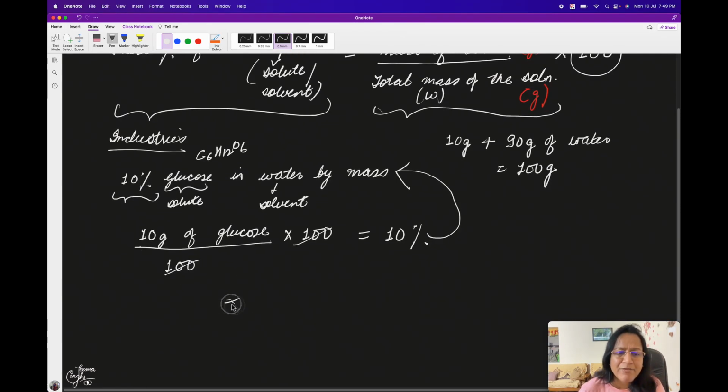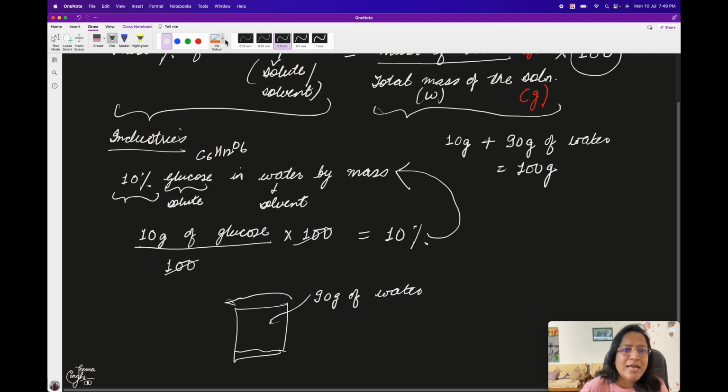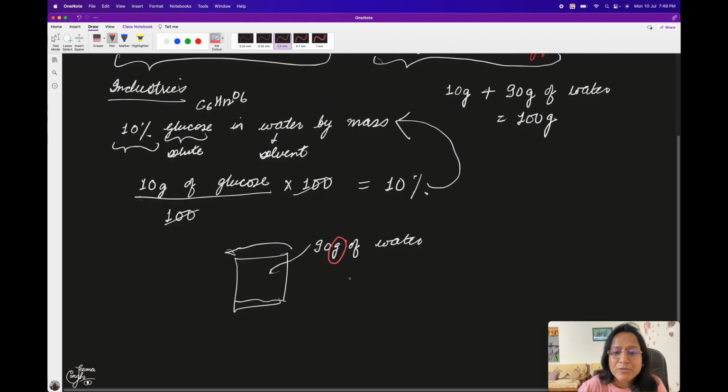Let's say I'm having a beaker. I take 10 gram of glucose and I'm going to add 90 gram of water. Now you need to understand one important thing. You might think, ma'am is kidding. How can we have water in grams? We have water in ml. It's a liquid, right? Here is the catch.